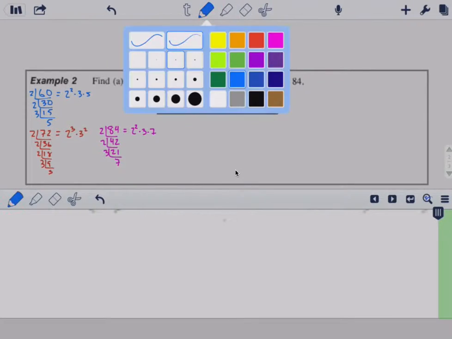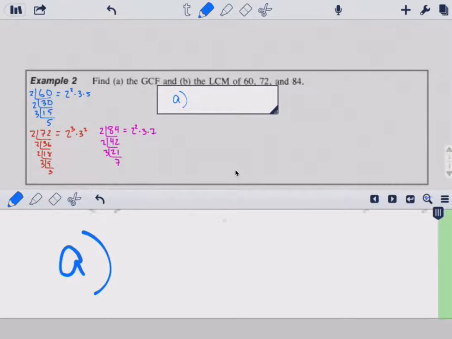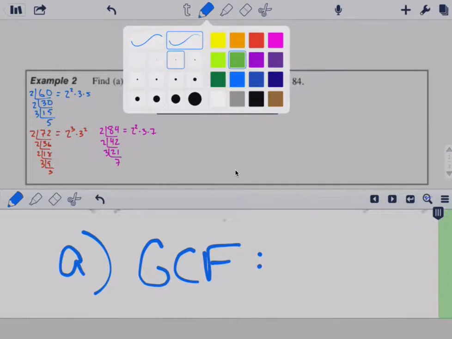I want to do A. A is the GCF. The GCF is the greatest common factor. Okay, so it's going to have pieces. This greatest common factor is the largest thing that goes into all of them. So we look at what shows up in all of them. We have a 2 squared in everything. Okay, so 2 squared is part of what we want.